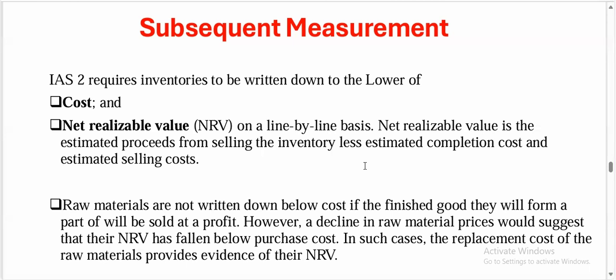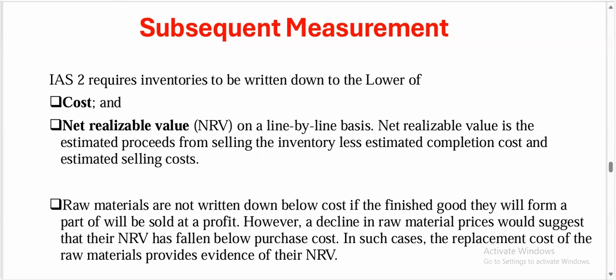Let's continue with the subsequent measurement. It says subsequently, inventory should be measured at the lower of cost and the net realizable value. We know what goes into the computation of cost, right? Very good. Now, what about the net realizable value?